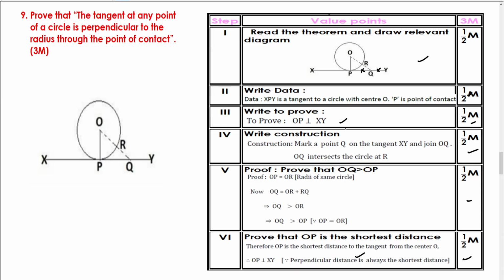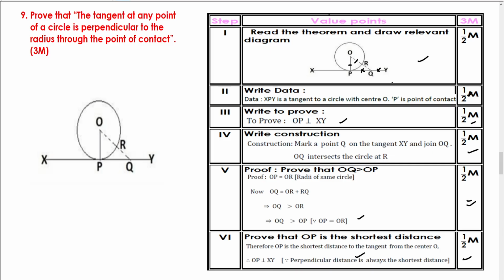Now, you can observe in the figure that OQ is equal to OR plus RQ. It means that OQ is greater than what? OR. OR is the radius. When OR is the radius, OP will be the same. OR will be equal to OP. Therefore, OQ is greater than OP. If you write this much, you will get half marks.